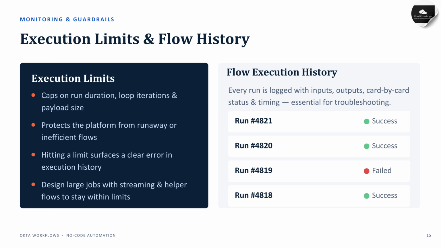Two guardrail features here. First, flow execution history. Every single run is logged with its inputs, outputs, card-by-card status, and timing. This is essential for troubleshooting when something goes wrong.